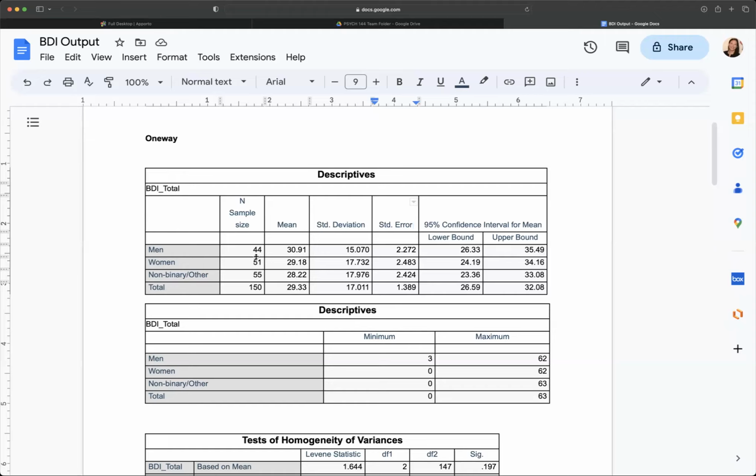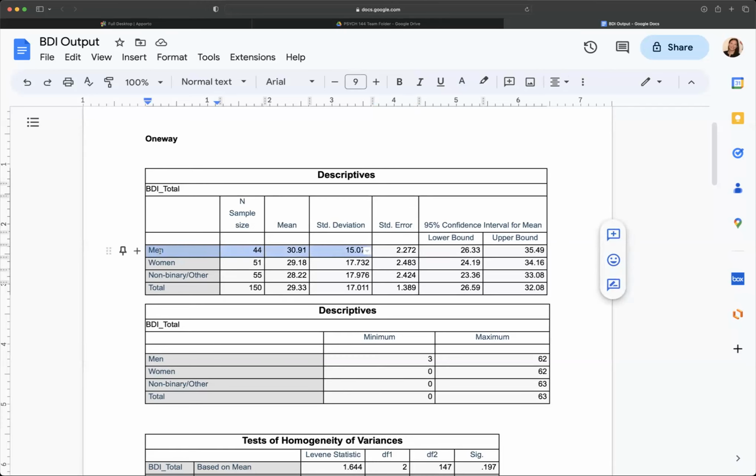But the idea here is that this is for the Beck depression inventory score for each of these groups. So men had a Beck depression inventory score of 30.91. Women had a Beck depression inventory mean of 29.18. Non-binary other had a Beck depression inventory score of 28.22. Overall, the total 150 people had a mean or average score of 29.33. And then these are their corresponding standard deviations.